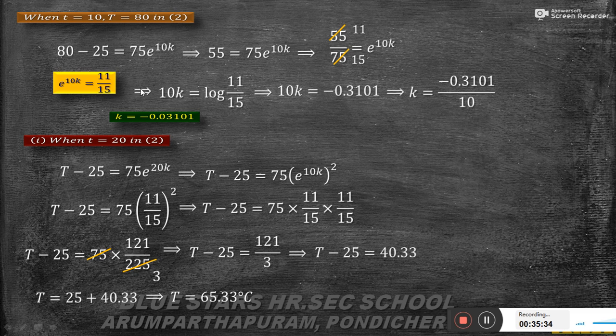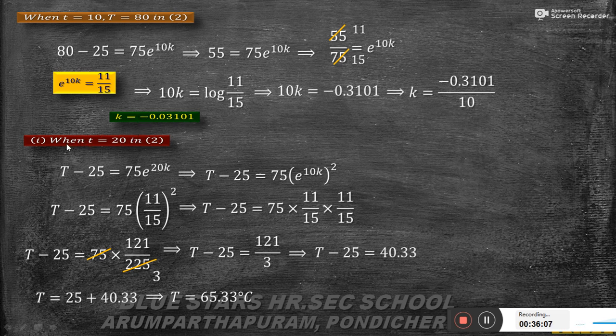Which implies 10k. Now I take the log on both sides. So log e equal to log 11 by 15. So log and e cancel. So 10k equal to log of 11 by 15. The next step, log of 11 by 15 is minus 0.3101. So therefore k equal to, this 10, I divide and write on the right hand side, minus 0.3101 by 10. Therefore k equal to minus 0.03101. So this is the k value.